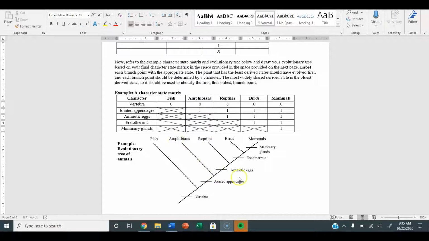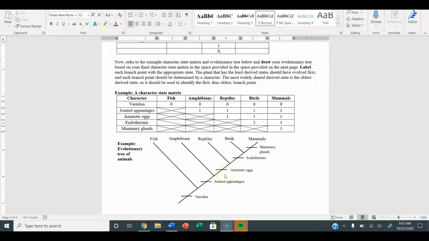The same thing happens with amniotic eggs. I'm going to go to my next organism, the reptiles. They all are vertebrates. They have jointed appendages. They have amniotic eggs, but nothing else. So I'm going to branch them off there. Okay, they're not endothermic, so I can't put them up here. So all of the manipulations you're doing in those tables are to get this table, this character state matrix, in order. So your characters are in order so that you can just line them up here, and your organisms are in order so I can put them along my evolutionary tree. So if that's enough to help you understand, you can stop there.